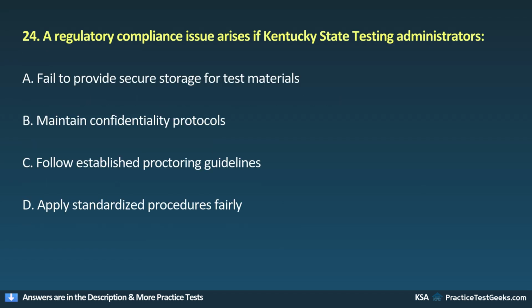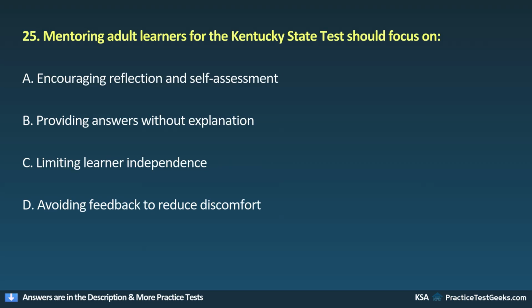24. A regulatory compliance issue arises if Kentucky State testing administrators: A. Fail to provide secure storage for test materials. B. Maintain confidentiality protocols. C. Follow established proctoring guidelines. D. Apply standardized procedures fairly.